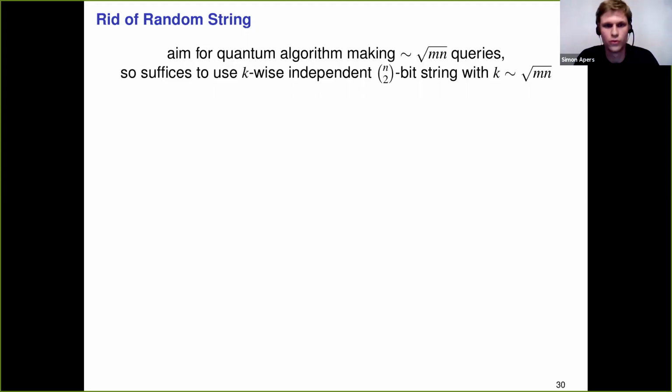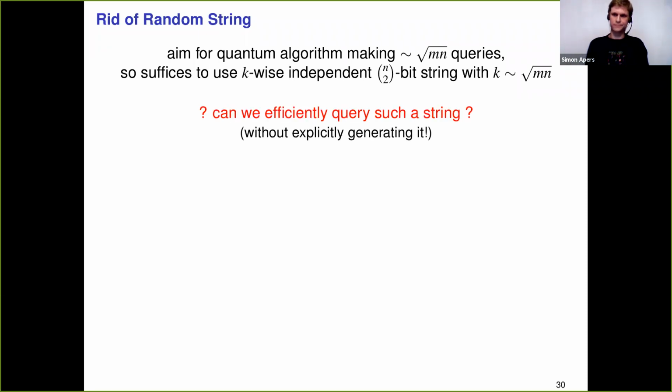So to rephrase, we aim for a quantum algorithm which makes a sublinear number of queries, namely square root mn, something like that. By this polynomial method and this fact, we know that it suffices to use a k-wise independent random bit string where k only scales as square root mn. But of course, we still cannot explicitly generate the string, because it's a string with n choose 2 bits, so approximately n squared. But we only need to be able to query it. As it turns out, it's possible to simulate queries to such a string without explicitly generating it, and that's only possible because the string is not uniformly random, but only k-wise independent.